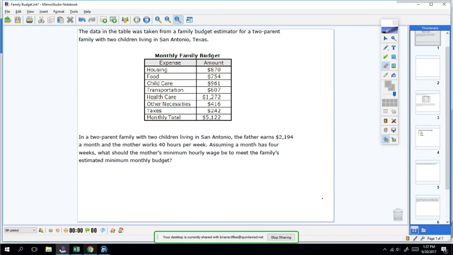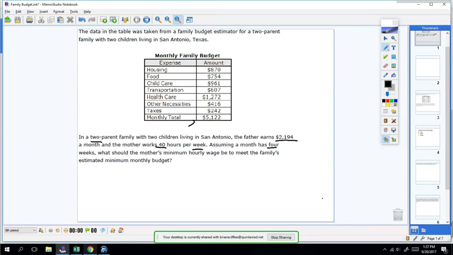So today we're going to be doing family budget. The first problem involves a two-parent family in San Antonio. The father earns $2,194 a month, and the mother works 40 hours per week. And assuming a month has 4 weeks, what should the mother's minimum hourly wage be to meet the monthly budget?